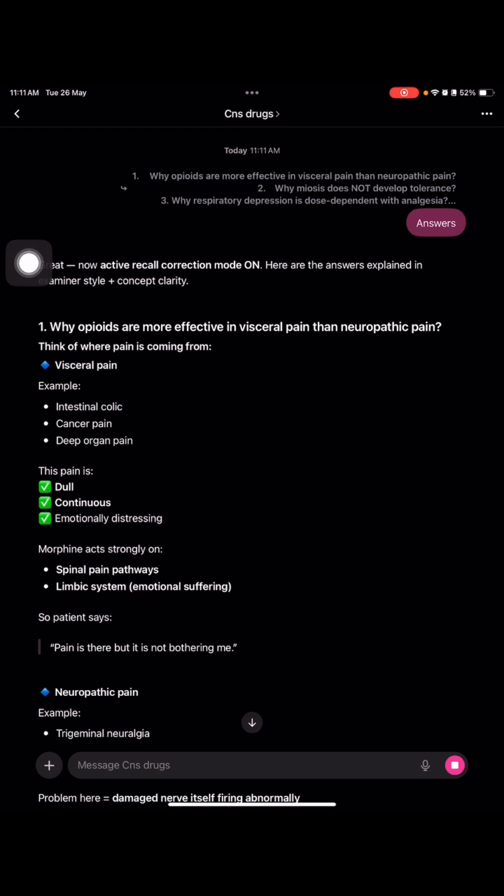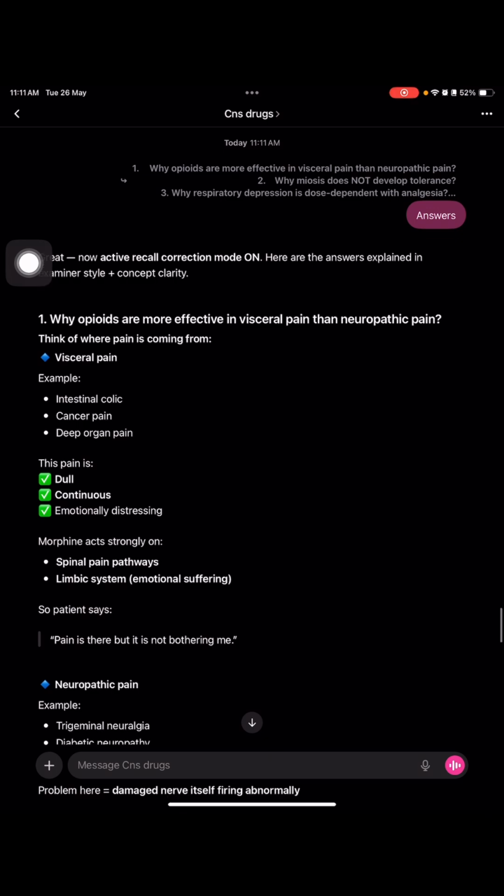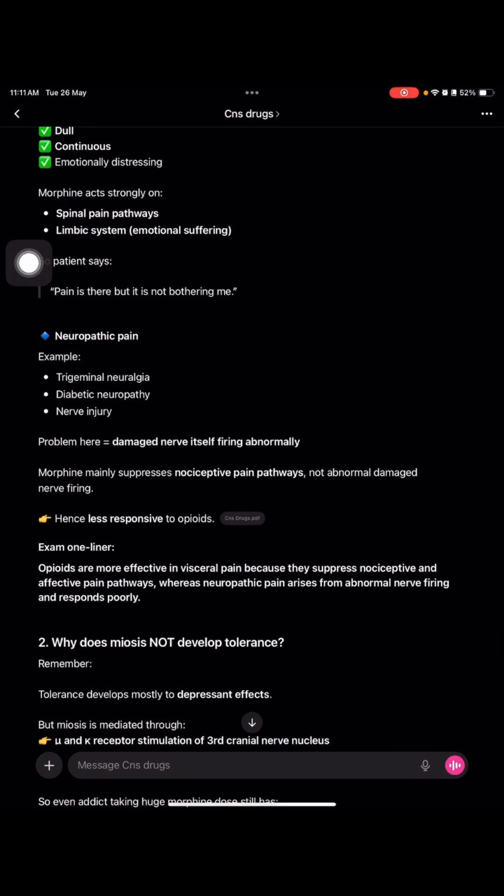Visceral pain is intestinal colic, cancer pain, deep organ pain. This pain is dull, continuous, emotionally distressing. Often it will act strongly on the spinal pain pathways and the limbic system. So the patient says pain is there, but it is not bothering me.